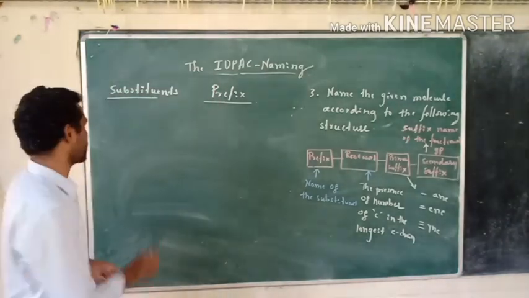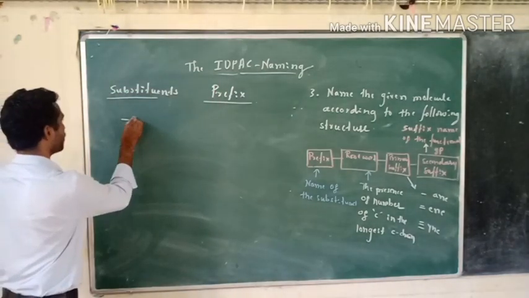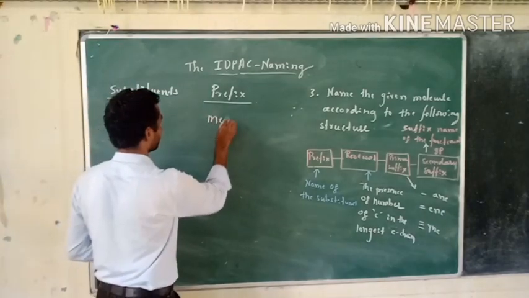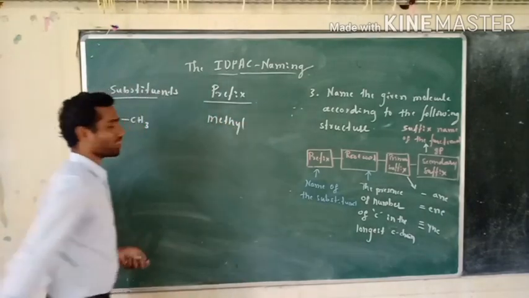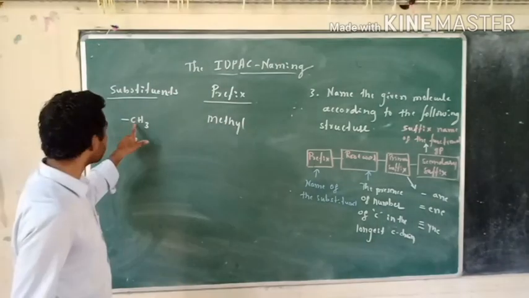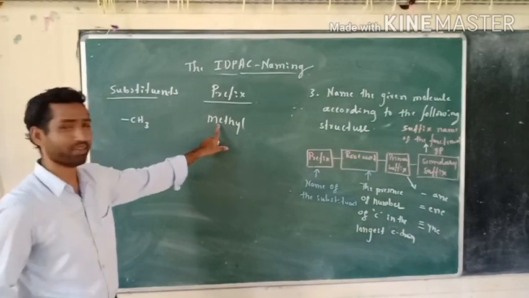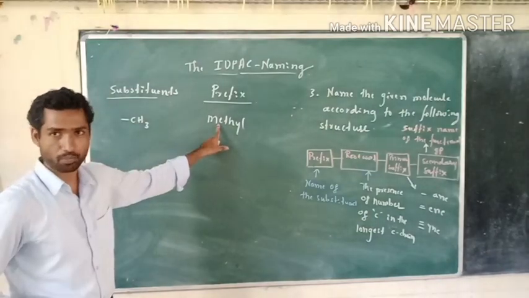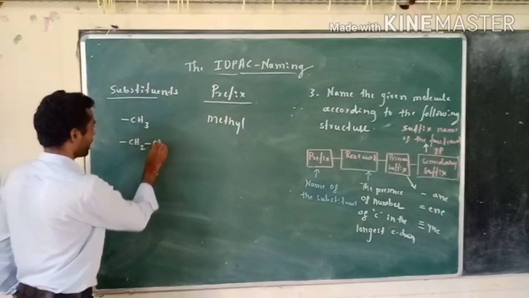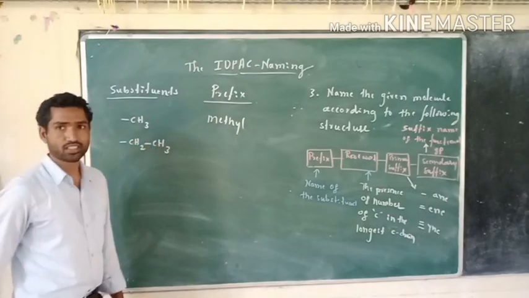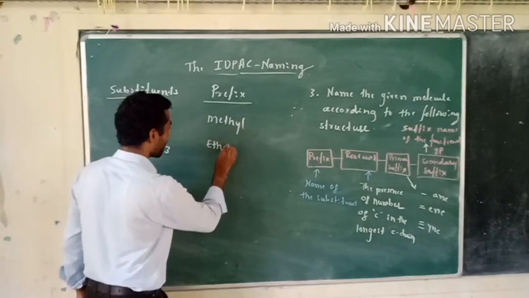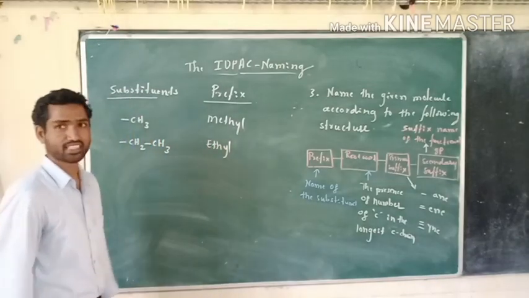Substituent and prefix. So if the substituent is this one, then we have to write methyl. One carbon, we have to use meth as a root word. If it is a substituent, then we have to write methyl, YL. Similarly, CH2, CH3. So 2 carbons, therefore ethyl. This is the name of the substituent.